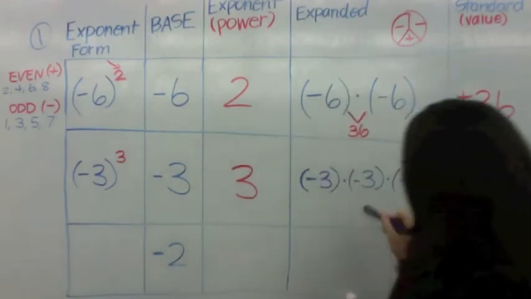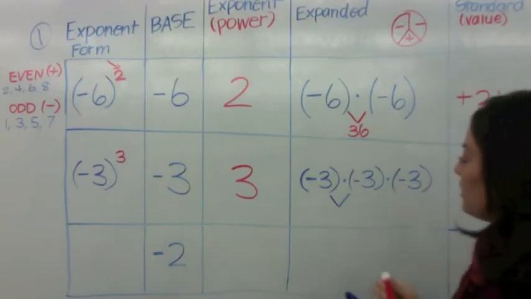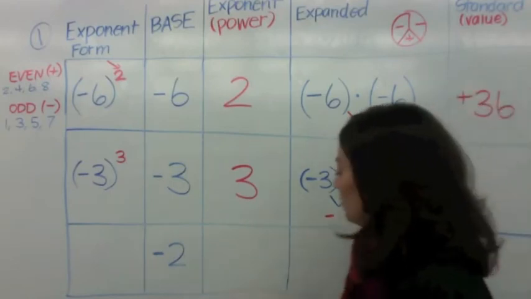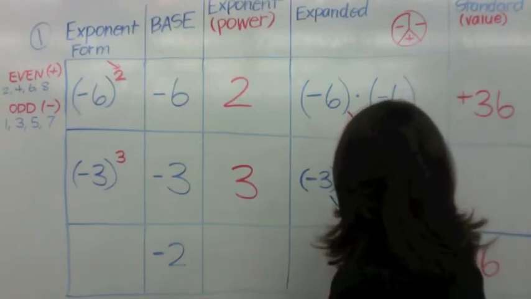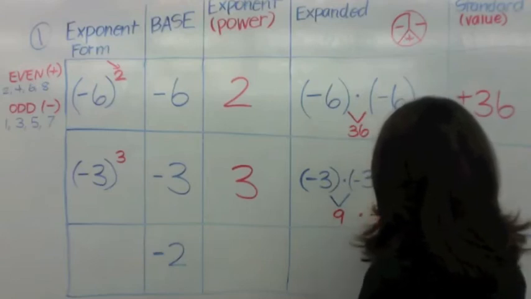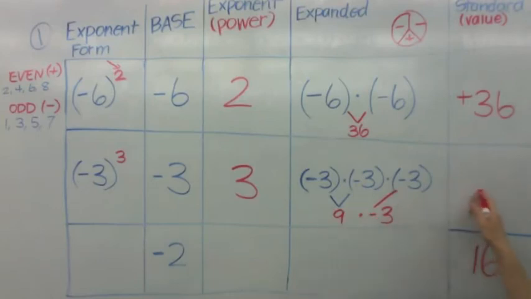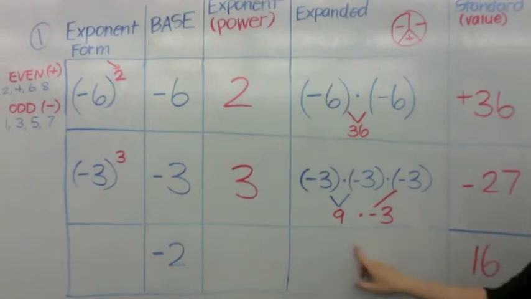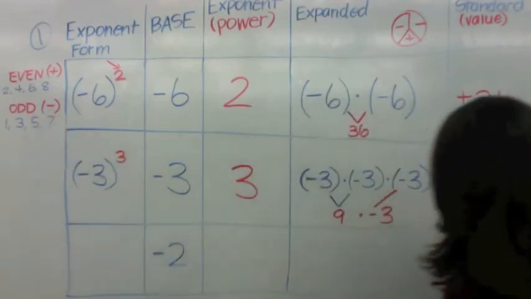So let's work this out 2 numbers at a time. What is negative 3 times negative 3? Negative times negative is positive 9. But then you're going to multiply it again by negative 3. So what is positive 9 times negative 3? It's negative 27. Very good. Again, is 3 an odd or an even number? It's odd. So your answer was negative.